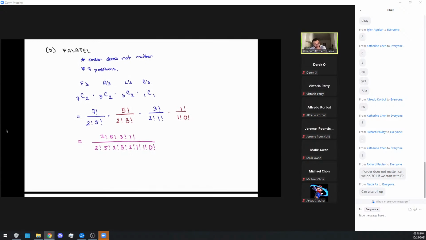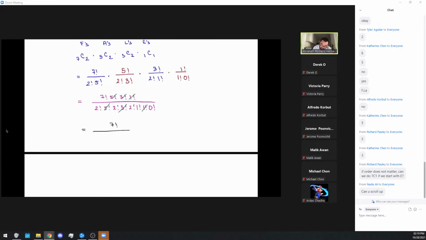Okay. Now, what happens here? Well, if you notice, what cancels out already? These 5 factorials, the 3 factorial, and this 1 factorial cancel out. So in the end, we're simply going to get 7 factorial over 2 factorial, 2 factorial, 2 factorial, and 1 factorial. The 0 factorial I'm going to ignore because 0 factorial is just 1. And this is all for the word falafel.